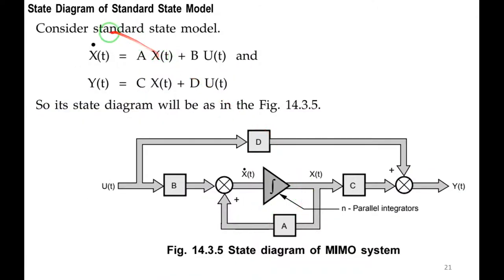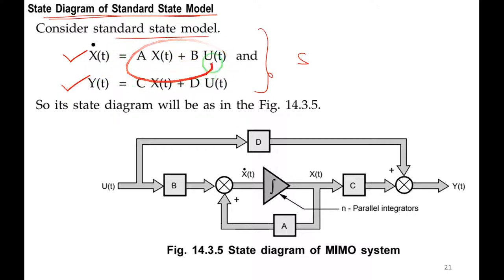Okay, we'll try to represent the state diagram of the standard state model. First we should know the state model. So this is the standard state model. It consists of the state equation as well as the output equation. You know how to write these equations. We'll try to draw the state diagram for this. You can observe here, always the input will be on the left hand side, output on the right hand side, and in between will be the state. Input, output, and the internal state of the system. So we'll try to represent it.